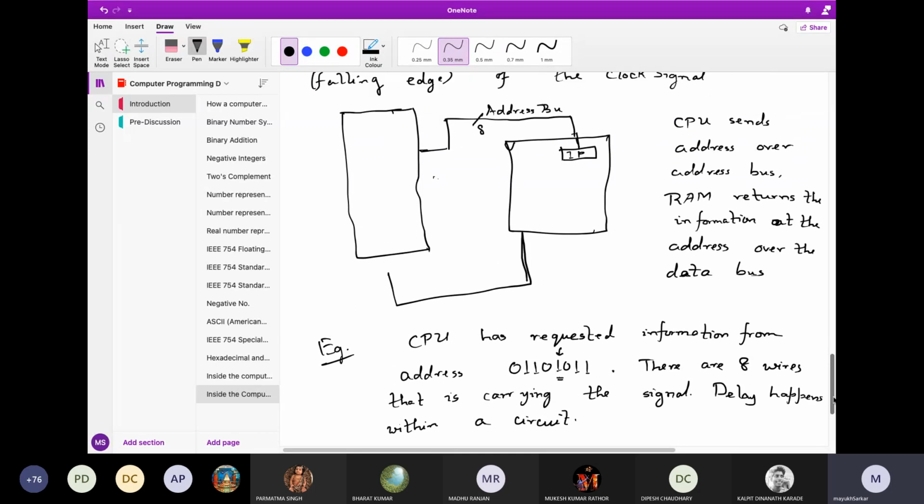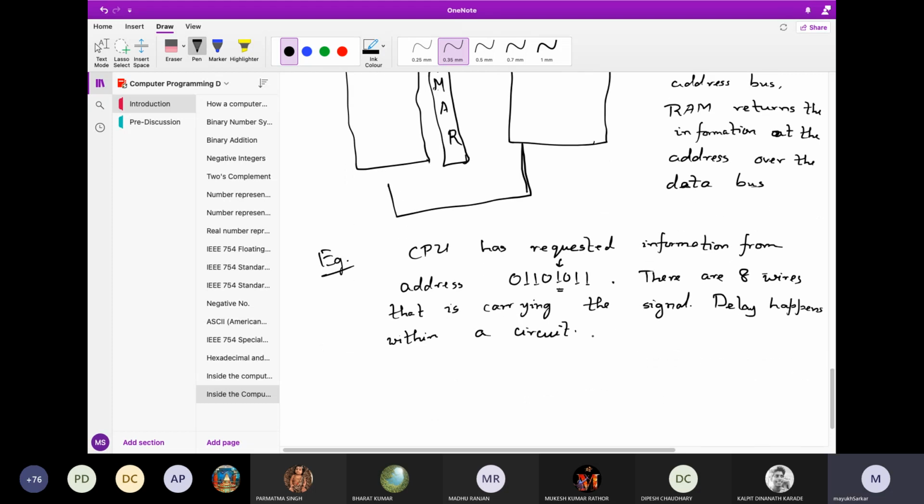So to avoid this problem, a register is kept near the memory. That is called the memory address register. Okay, so when the CPU sends an address, it first comes to the memory address register, MAR.